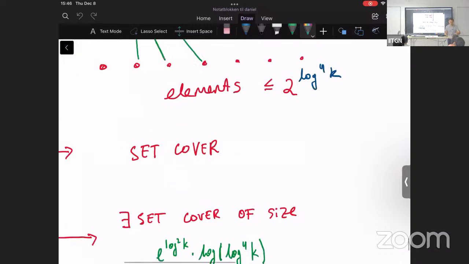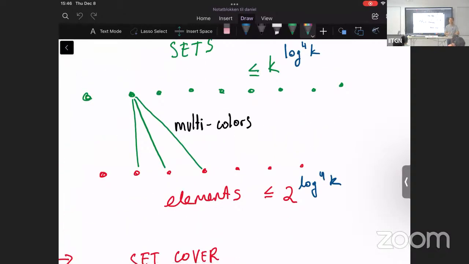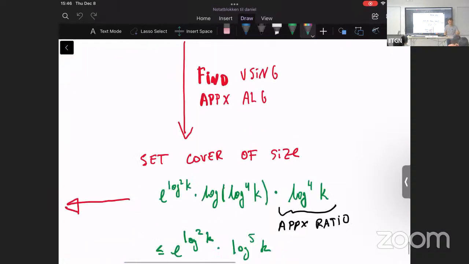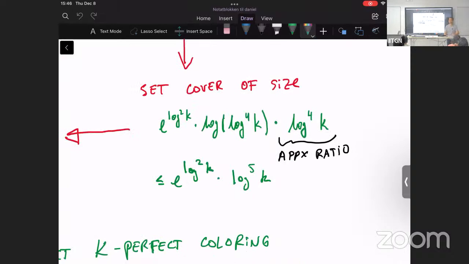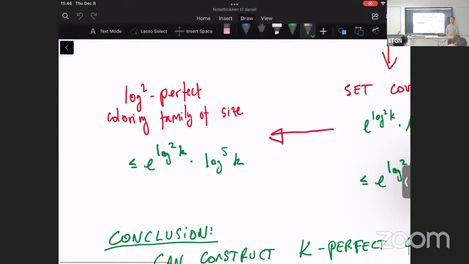And what was the universe size? The universe size was 2 to the log 4th k. The log of that is just log 4th k. So I'm now getting just a log 4th k additional factor in my approximation ratio, which means that what I found was a set cover of size at most the right thing times log to the 5th k, and this set cover corresponds to a log square k perfect coloring family of size e to the log square k times log to the 5th k, and I'm done.